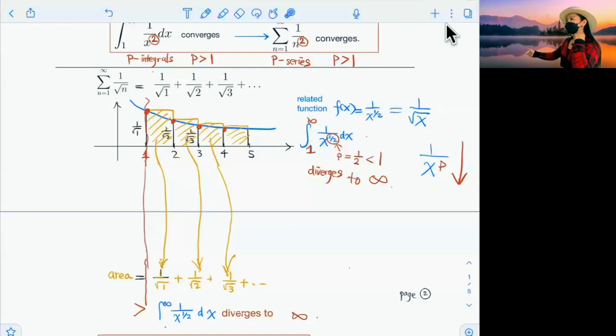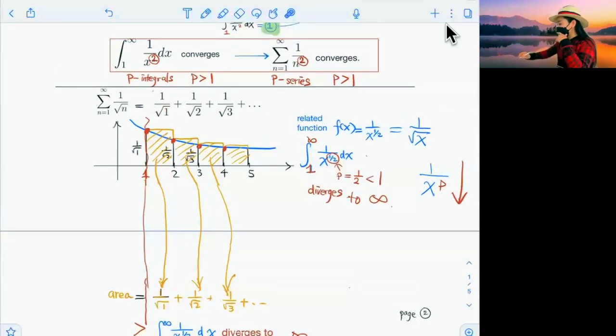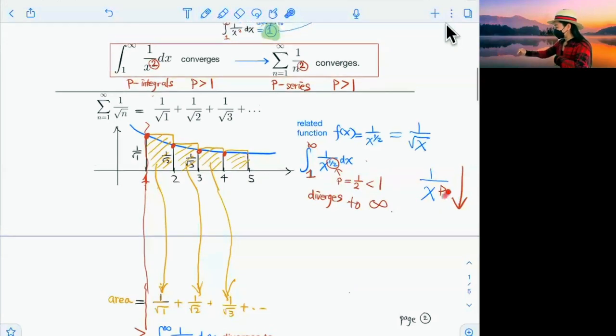Not necessarily, the series does not have to be monotonic like that. The trend is going to be decreasing or increasing, but sometimes it goes up and down. For example, if the series involves sine of n, it goes up and down, up and down. But this type, 1 over x to the p, it has to be decreasing, right? The bigger the x, the bigger the denominator, the smaller the result. So it has to be decreasing.